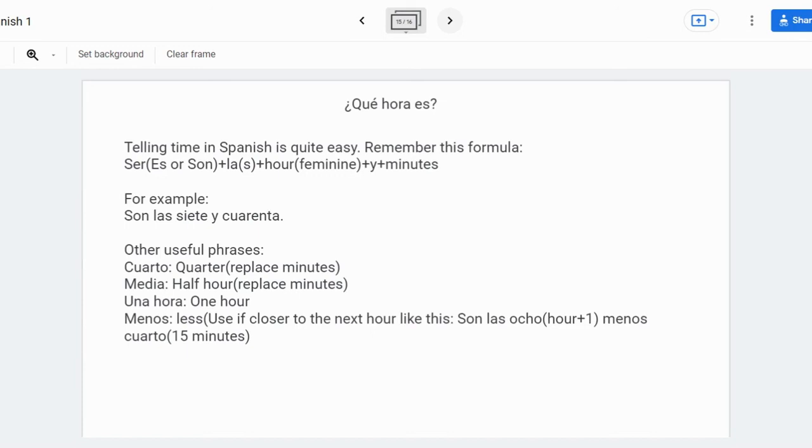Since it was 7:45 when I wrote this, I would use the phrase son las ocho, which is the hour plus 1, because you're saying it's to 8 and not from 8. Menos cuarto, which means I am subtracting 15 minutes from it.